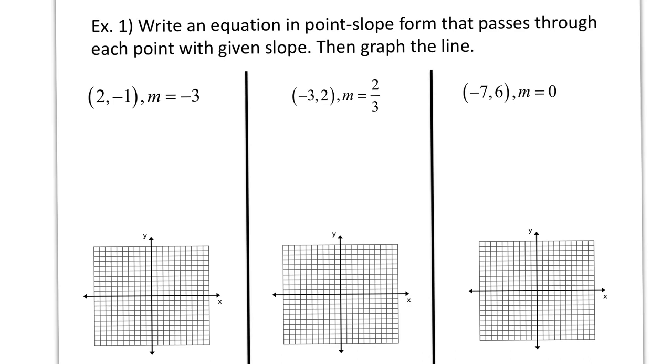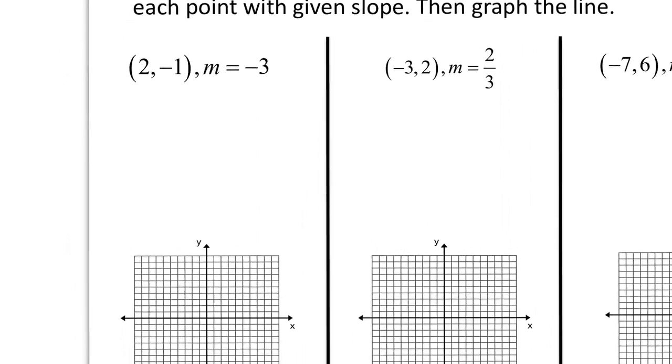So first, let's get familiar with this point-slope form. You have to write it and then use it so we can graph our linear function, our line, in the coordinate plane. So it says here, you want to write an equation in point-slope form that passes through each point with a given slope, and then we want to graph the line. So let's look at example number 1 here.